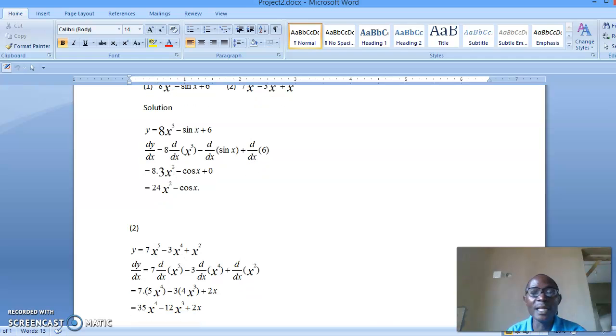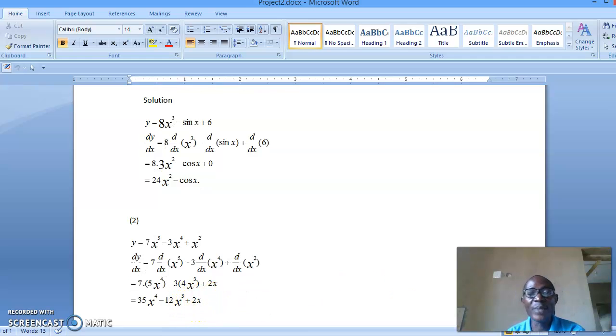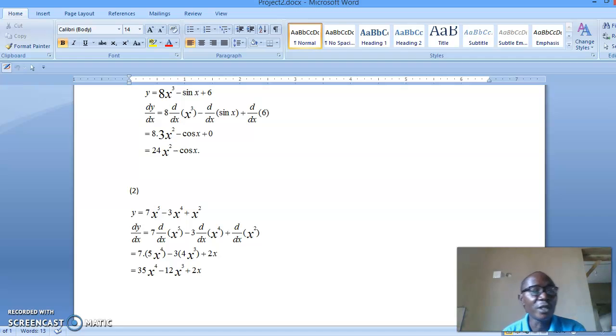So invariably, you have 7 multiplied by 5x to the power 4 minus 3 into bracket 4x cubed plus 2x. So when you expand this, you have 7 times 5, you have 35x to the power 4 minus 3 times 4x cubed, that's minus 12x cubed plus 2x. So that is the basic technique of differentiation.